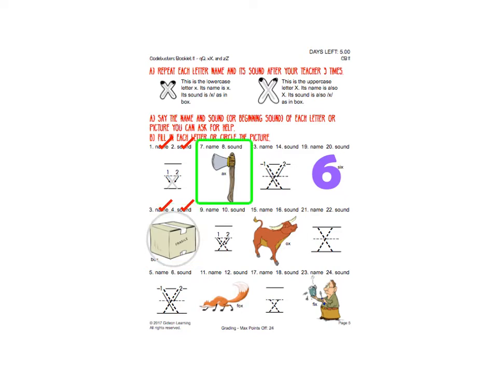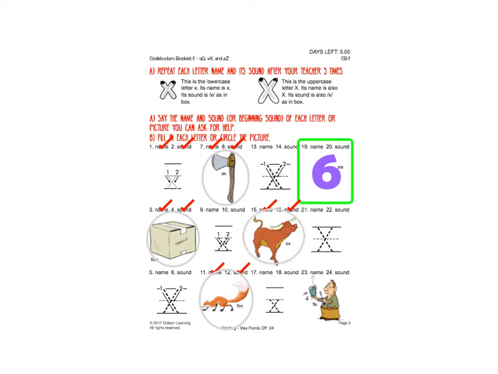This is a picture of axe. The ending sound is X. And then you can circle it. This is a picture of fox. The ending sound is X. And then you can circle it. This is a picture of ox. The ending sound is X. And then you can circle it.